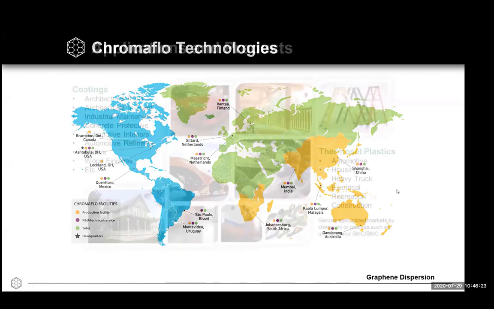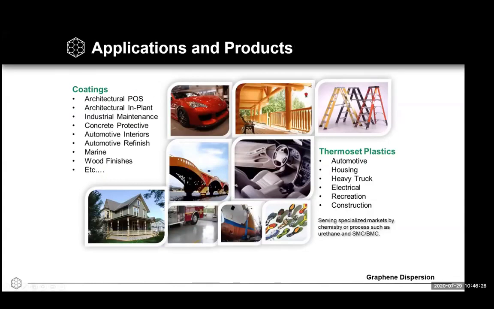Some of the cases where we're involved, we do work with architectural point of sale, architectural in-plant coloring. We work with industrial maintenance, concrete, automotive interiors, and refinish. We are both in the composites and the coatings sides of the transportation and the construction industry. You'll see here some pictures of some automobiles. You'll see some pictures of marine applications. We're involved in marine coatings, and we are also involved in composite materials, the construction industry, such as the composite ladders that you see in the upper right-hand corner.